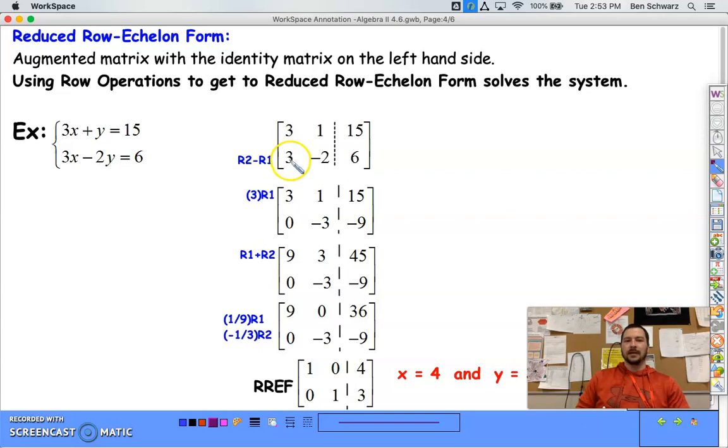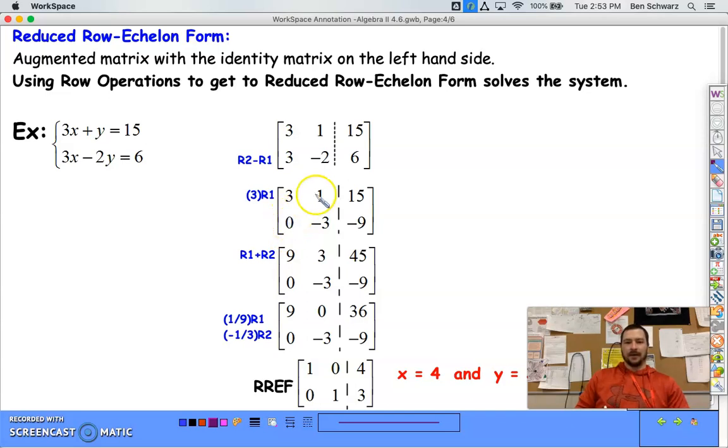So what I can do is take row 2 and subtract row 1. Now I have to do that for everything in row 2 and row 1. So I take 3 minus 3, which is 0. Negative 2 minus 1, negative 3. 6 minus 15 is negative 9. So I got one of my zeros here, so that's nice.